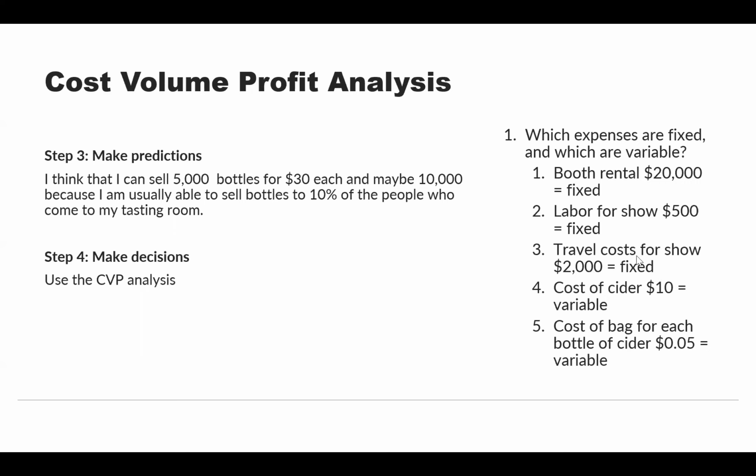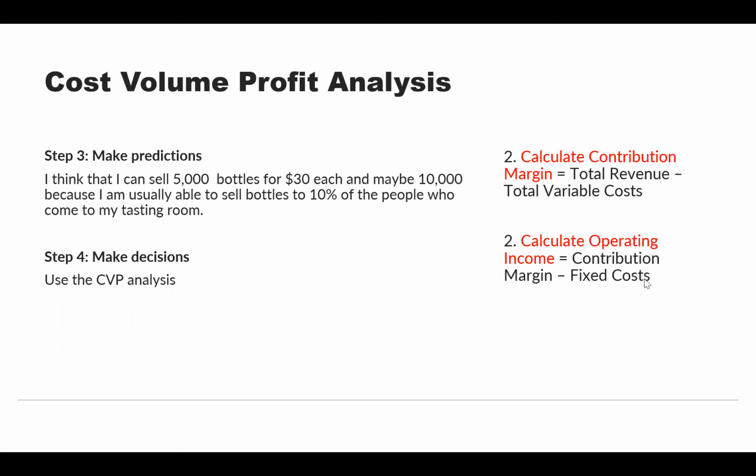I've tried to make this a relatively simple example. So then you want to calculate the contribution margin, and that's the total revenue that you would gain minus the total variable costs. So only the variable costs, not the fixed costs. And then you would calculate the operating income, which would be the contribution margin minus the fixed costs. So let's do that.